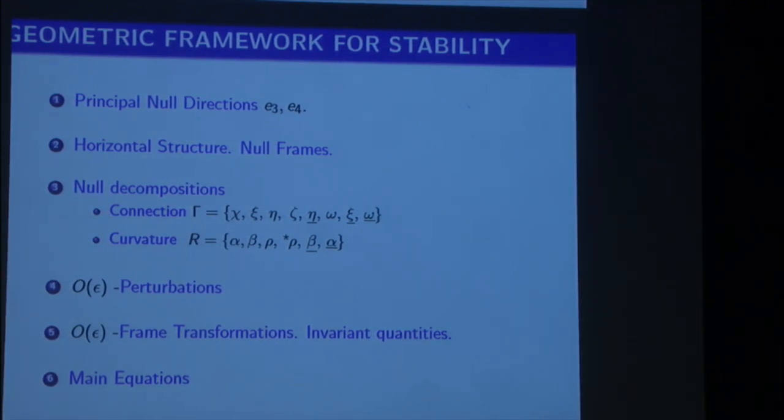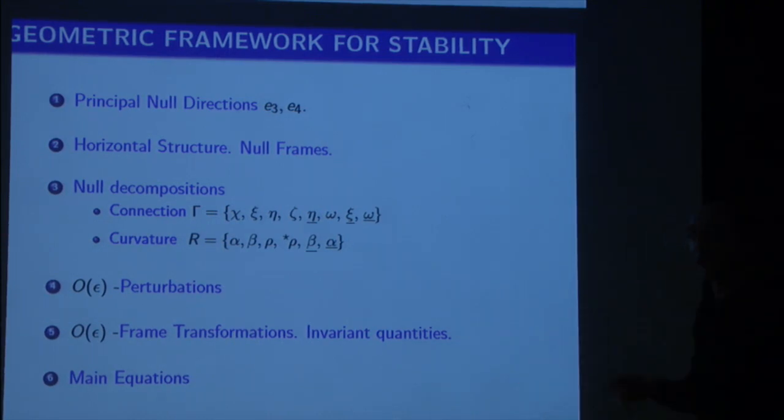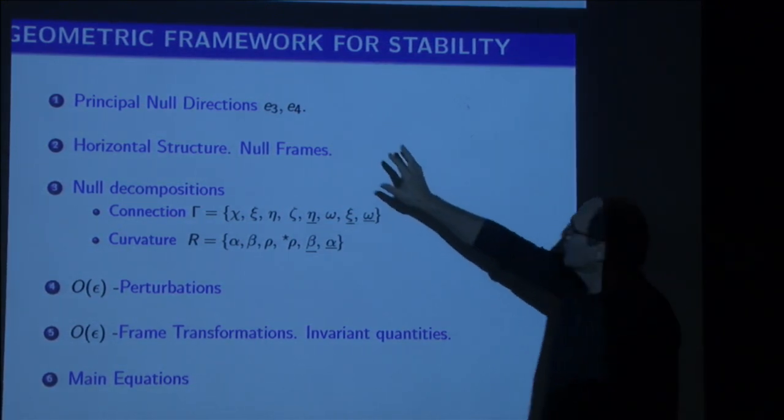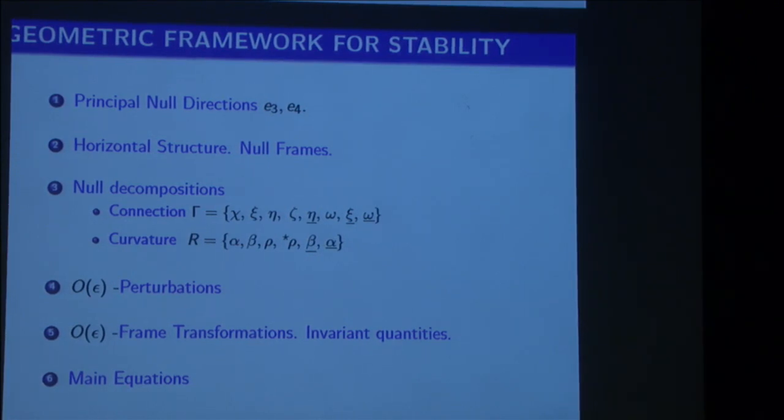If you remember, we talked about the so-called principal null directions of Kerr. If you are exactly in Kerr, there are two null directions at every point of the spacetime. They have the property that if you decompose the curvature tensor relative to them, only two components of the curvature tensor are different from zero, and everything else is zero. So it's a very natural diagonalization that is given by these principal null directions.